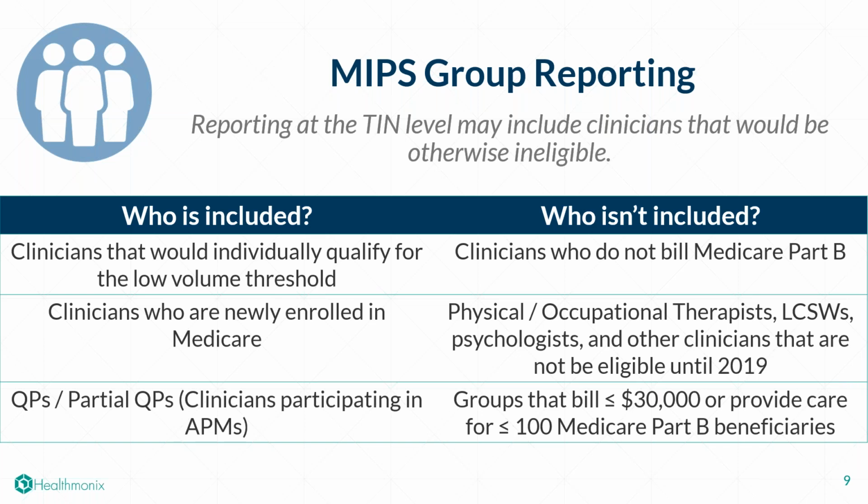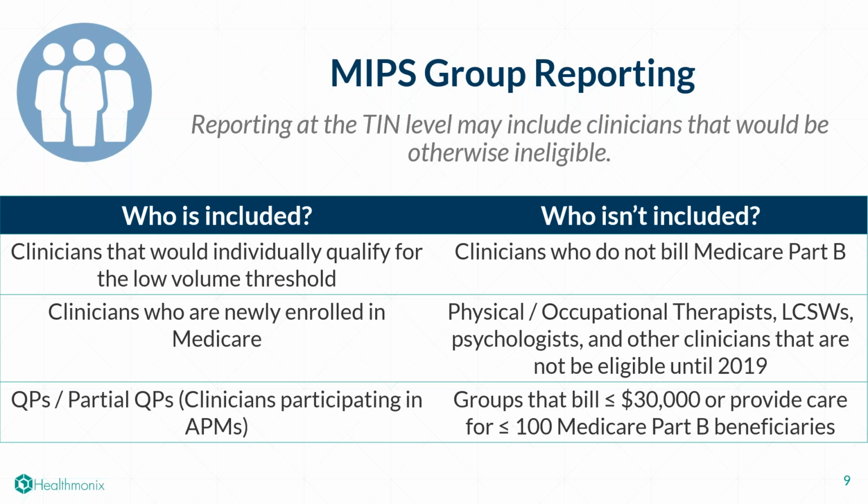Who isn't included? Clinicians who simply do not bill Medicare Part B would not be included within a practice's reporting if reporting as a group. Additionally, those clinicians who are exempt until 2019 are not going to be included in your reporting. So for example, if you have some LCSWs or psychologists in your practice and you choose to report as a group, they will still be considered exempt and will not be rolled up into your reporting. Groups that bill less than or equal to $30,000 or less than or equal to 100 Medicare Part B beneficiaries, if your entire group is below the low volume threshold, you don't need to report. That makes the entire group exempt from reporting.